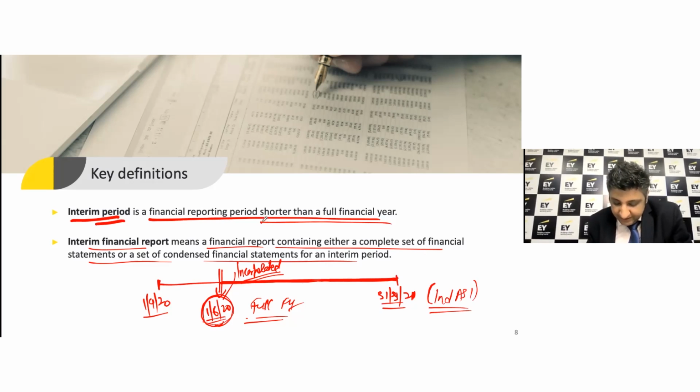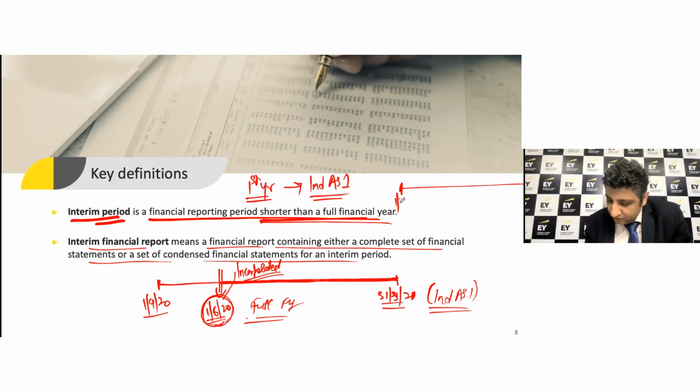The interim period is defined as a period shorter than a full financial year. It is not saying anywhere that it has to be a quarter or a half year. So please be very comfortable about the definition. A company, for example, which is in the first year of operations may have a period shorter than a full financial year. It would still be looking at Ind AS 1 as far as its financial statements are concerned. Similarly, there could be another entity.